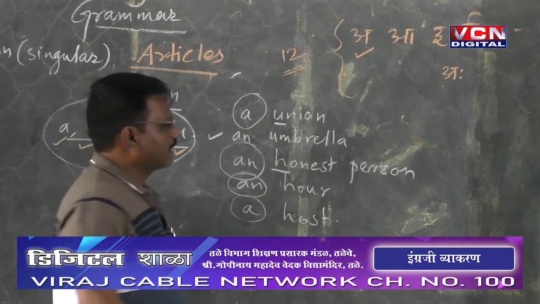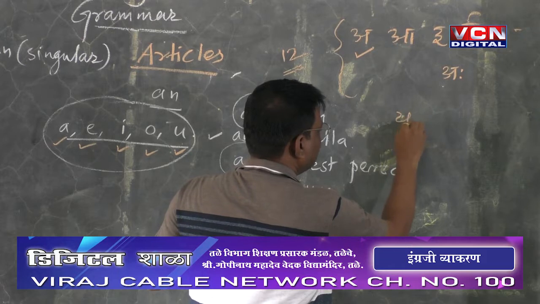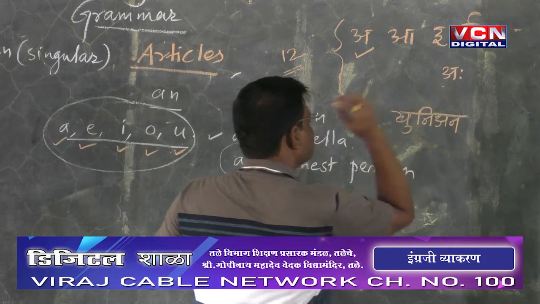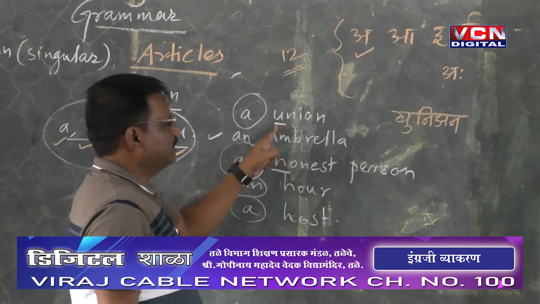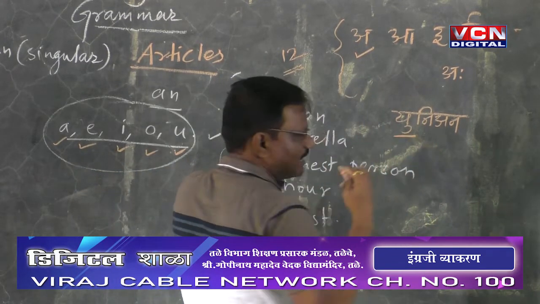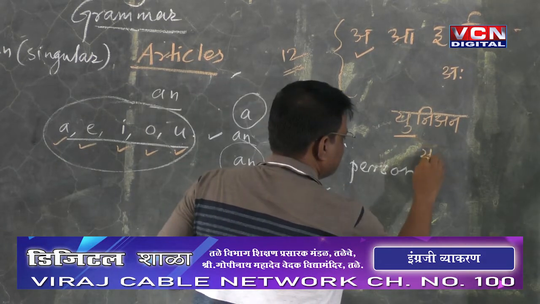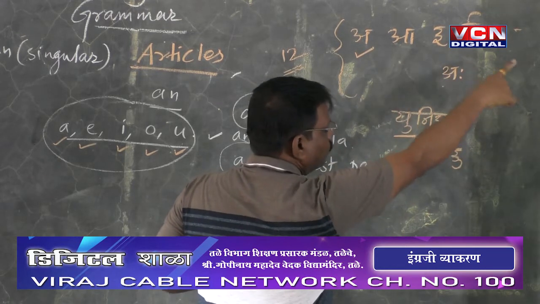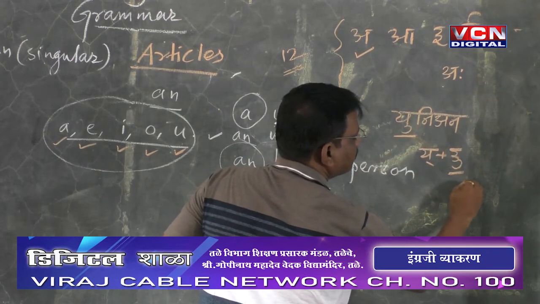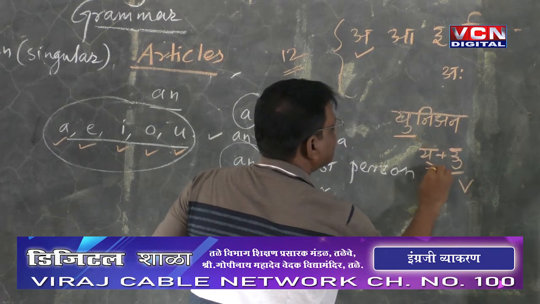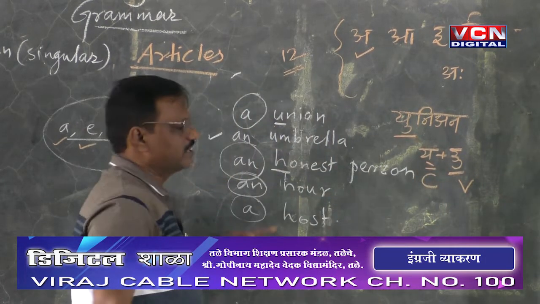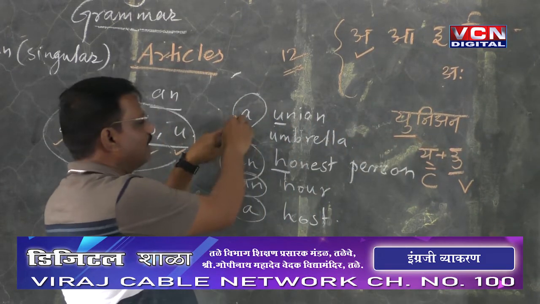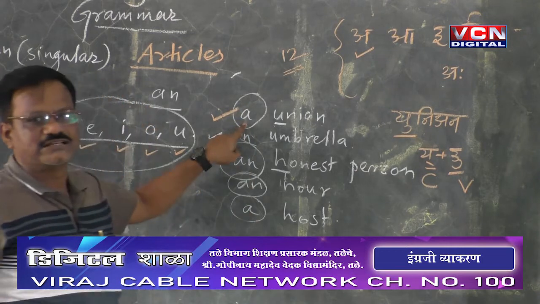How? Union. Let's pronounce union. We pronounce it this way: union. Here there are two sounds, y and u. U is a vowel, and y is a consonant. So if the word begins with a consonant sound, it does not take an. In this way, this confusion is cleared.